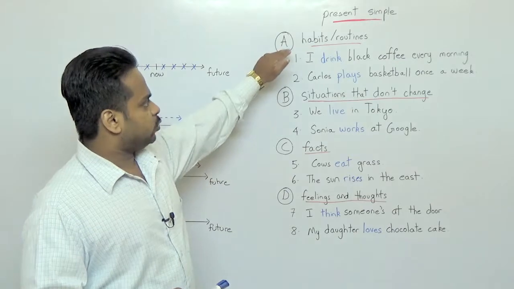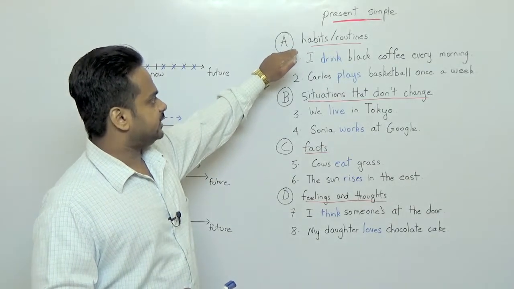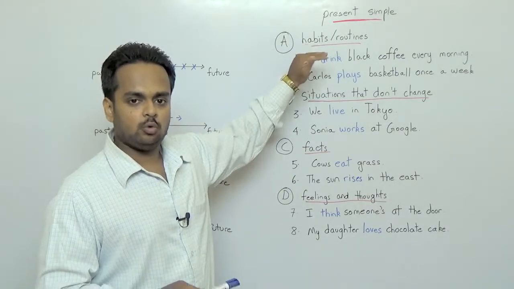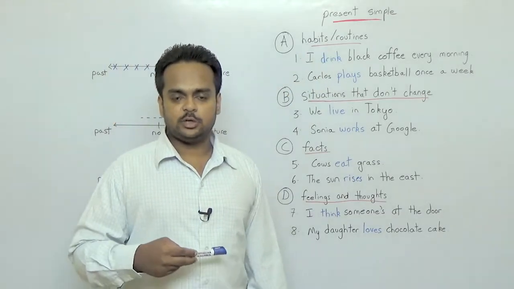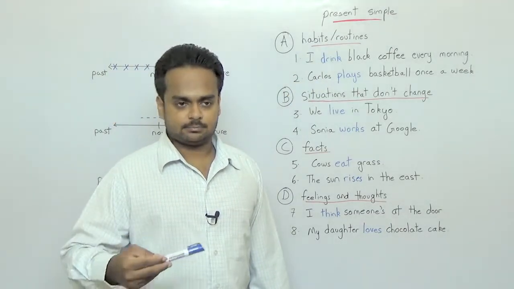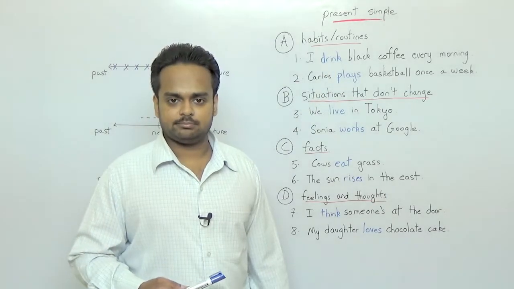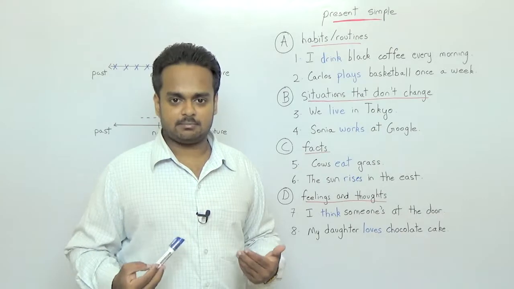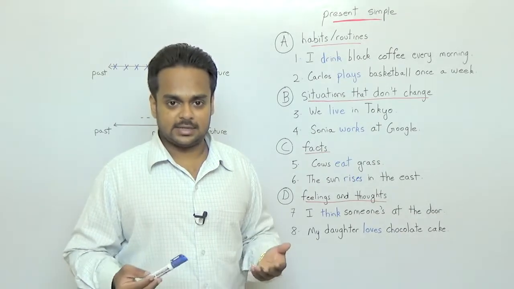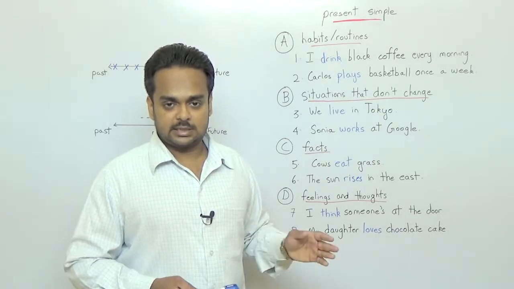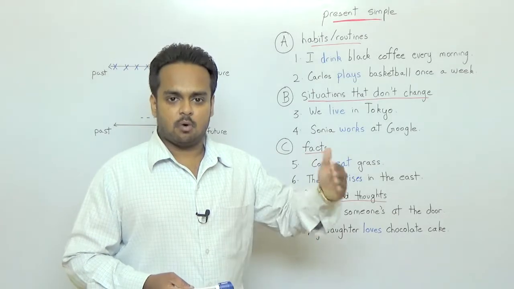Now, the first way that we use this tense is to talk about habits or routines. That is, things that we do repeatedly. For example, I drink black coffee every morning. This is true. I drink black coffee every morning. I think it tastes great. But this is something that I do every morning.